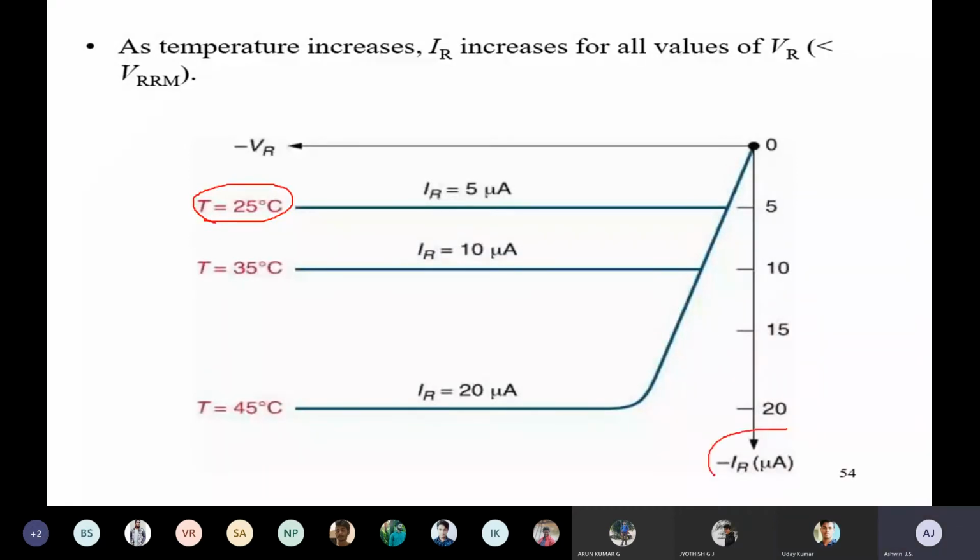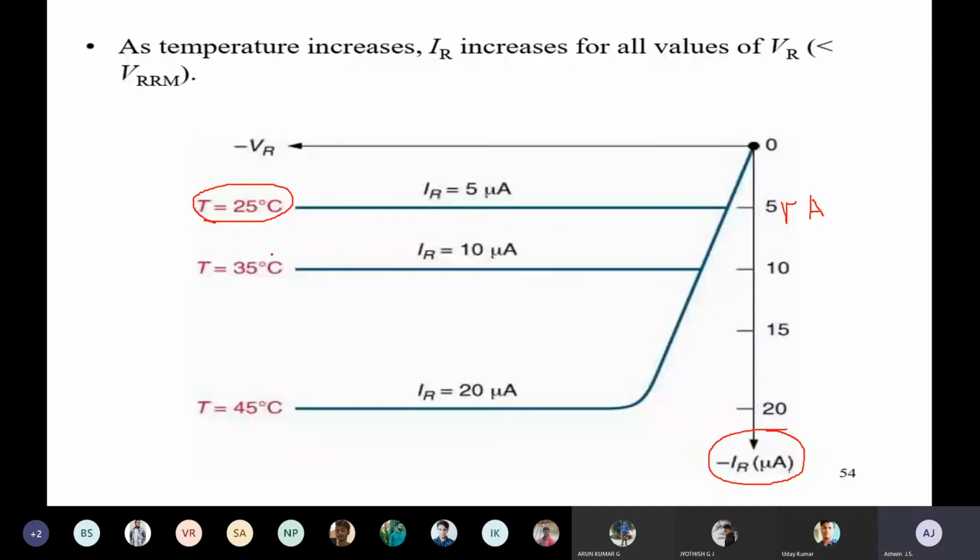See, current is clearly represented here on the y-axis. So 5 microamps, right? In reverse bias condition, current will be very less. It will be in the range of microamps. In forward, it will be in milliamps. That is fixed. Okay.